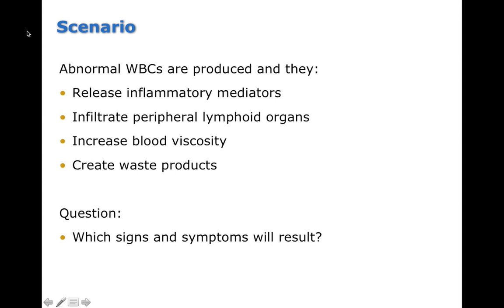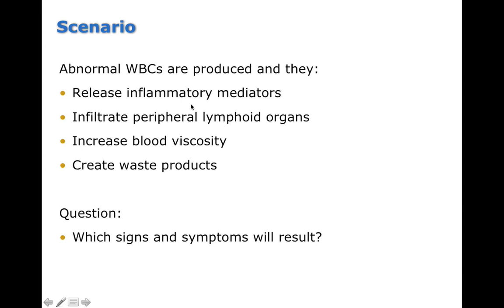So, scenario here, we have abnormal white blood cells produced. And as a result, they can release inflammatory mediators. They can infiltrate peripheral lymphoid organs, increase blood viscosity, and lead to production of waste products. So if you think about the signs and symptoms that normally result from leukemias or lymphomas, which would correlate with the release of inflammatory mediators? Well, if you remember, we said that inflammatory mediators are associated with things like fever and sweating. And you're going to see that with leukemias.